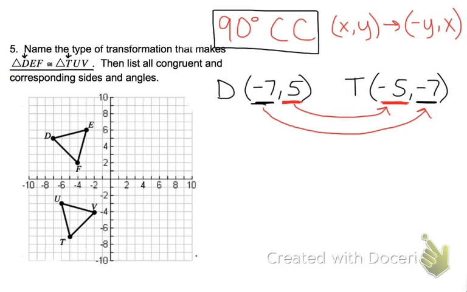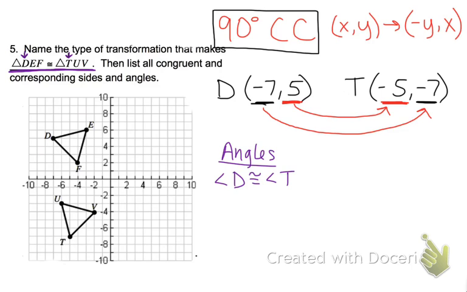Now part 2 says, list all congruent and corresponding sides and angles. What I'm going to use for this is, again, this congruent statement. And I'm going to look at the first 2 letters, which are D and T, and those first 2 letters are going to be corresponding and congruent angles. So my first pair is angle D and angle T.